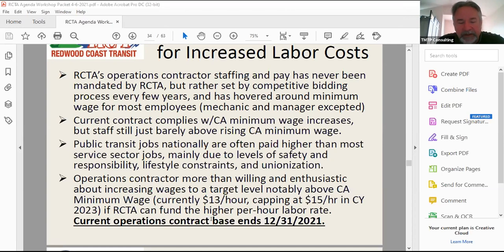We will talk a little at the end of today's session about the ops contract. But regardless of who's got the contract, they have to comply with minimum wage. And what we struggle with, and the folks from First Transit on the call can vouch for that, is if we're right at minimum wage, our drivers have lifestyle constraints and huge responsibilities for safety for our passengers that the rest of the service industry doesn't have. So we need to be a little above that to effectively retain top talent for this job.